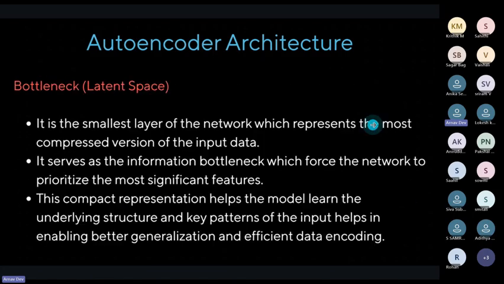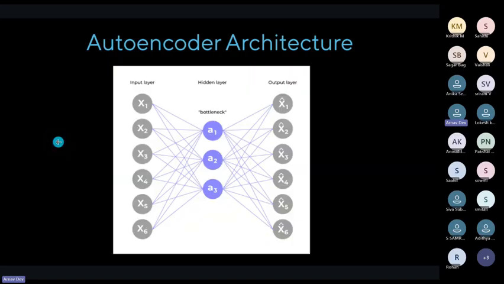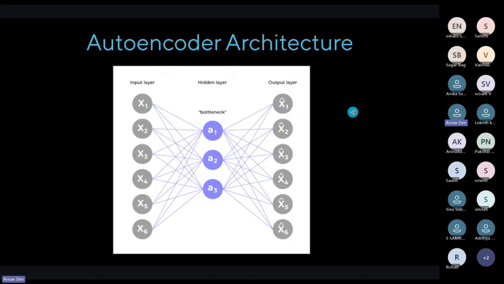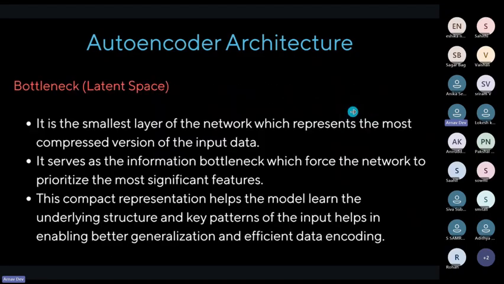The second thing you have is the bottleneck. It is the smallest layer of the network, which represents the most compressed version of the data. One more thing we need to understand is that the latent space or the bottleneck is not similar to the hidden layer. Here we can have multiple hidden layers, but at the center of it a bottleneck is created, where you store the most important features of the data. That is the latent space. Whereas you can have other hidden layers here or here as well, which transform the data step by step such that it reduces its dimension. So that's mostly about the bottleneck.